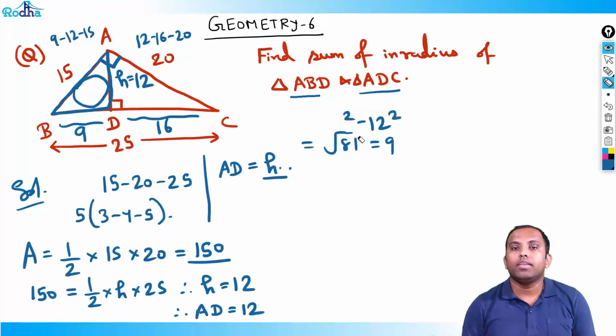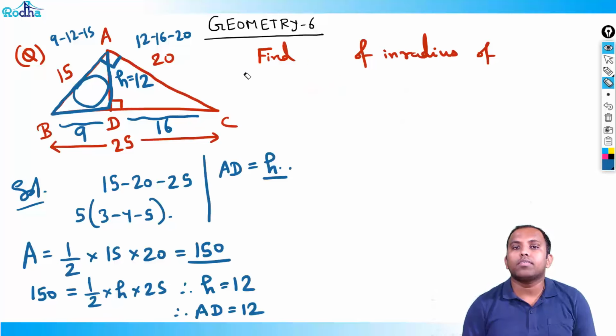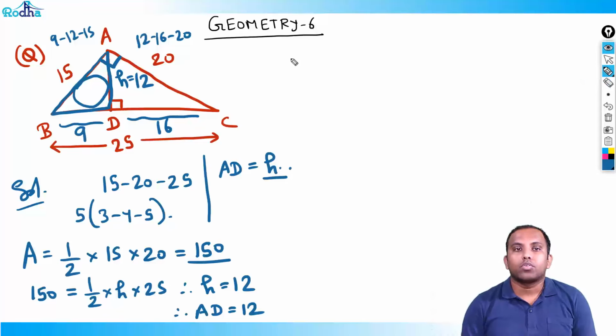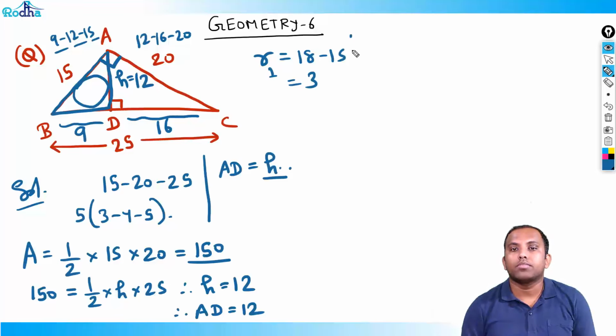Now I can do it directly. What is inradius? Semi-perimeter minus hypotenuse. What is the semi-perimeter here? 9 plus 12 plus 15 is 36, divided by 2 is 18. 18 minus 15 is 3. So R1 is 3.